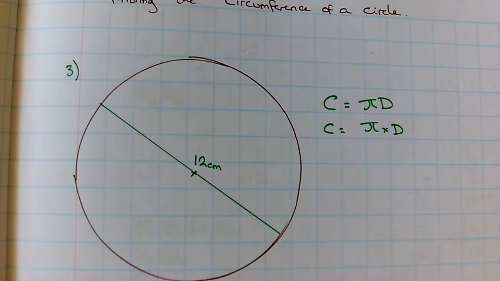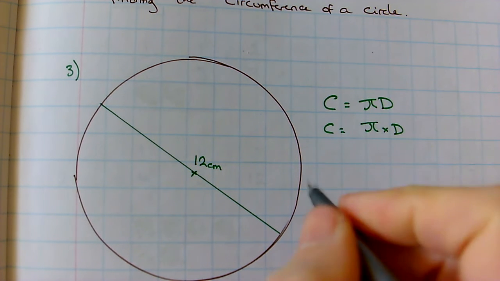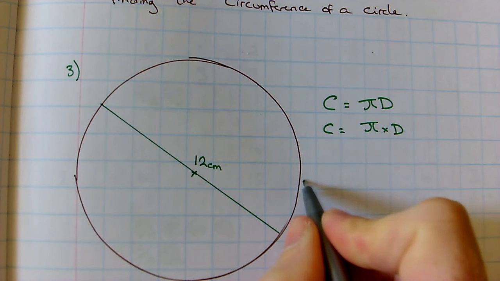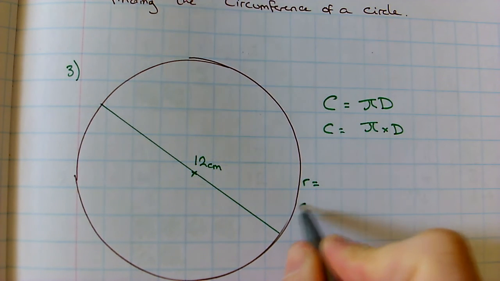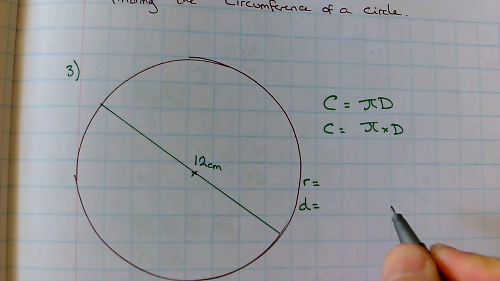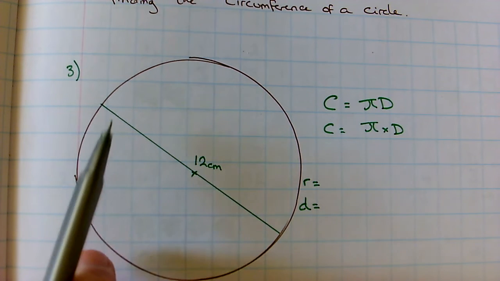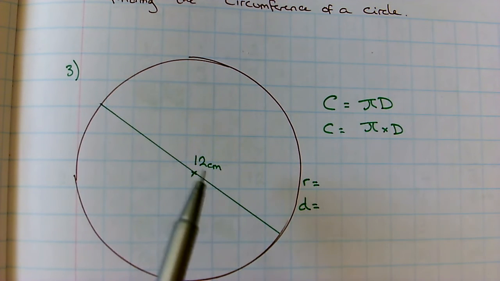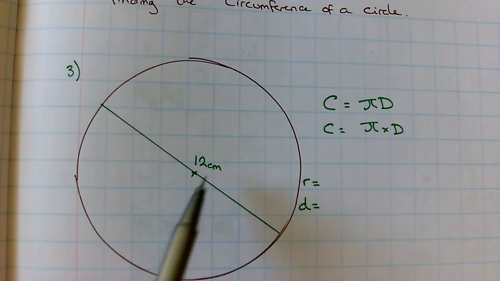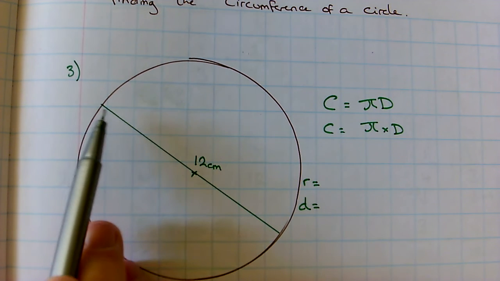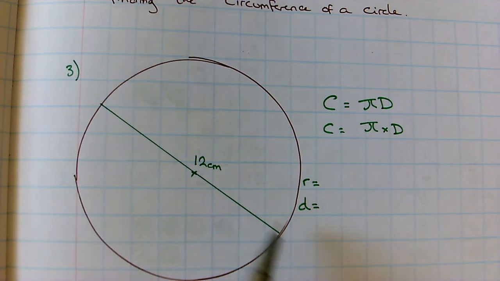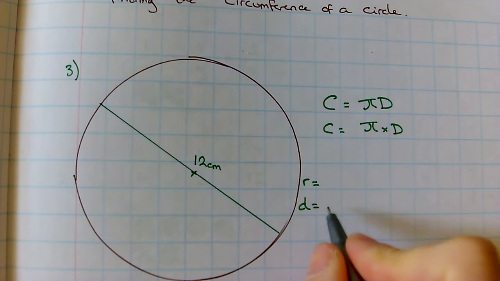Now, before we begin trying to work it out, the very first thing we should do when we see a circle is write down the radius and write down the diameter. Now, the diameter goes from one side of a circle to the other, going through the centre. So we can see this line here, it goes through the centre, it goes from one side of the circle to the other, and it's 12 centimetres.